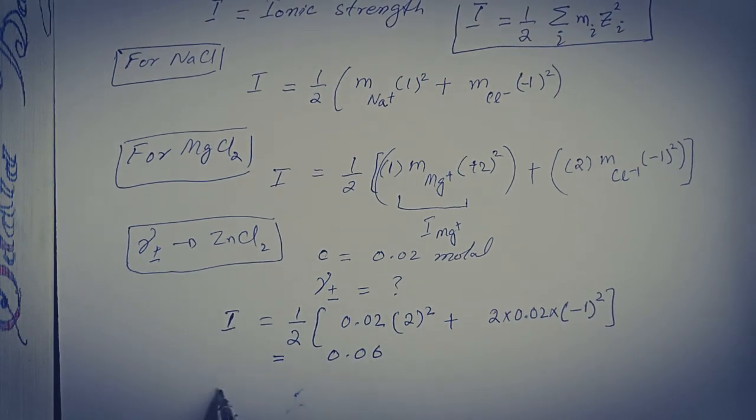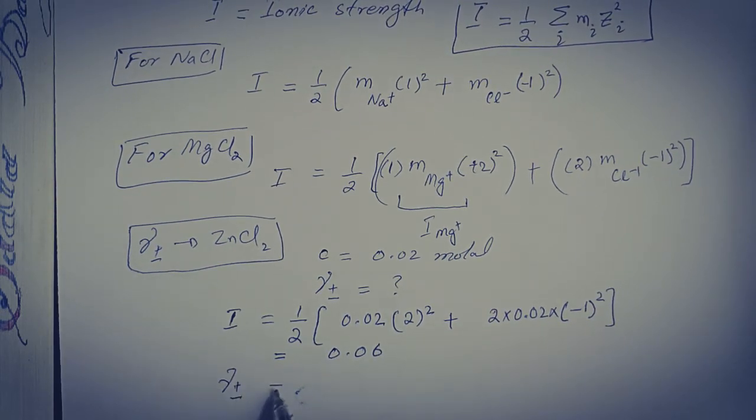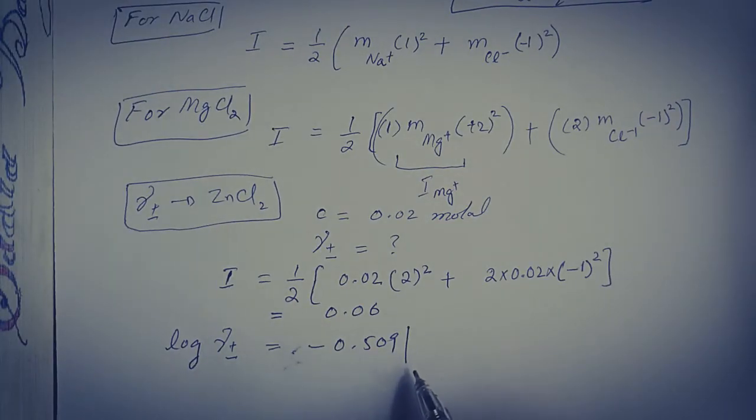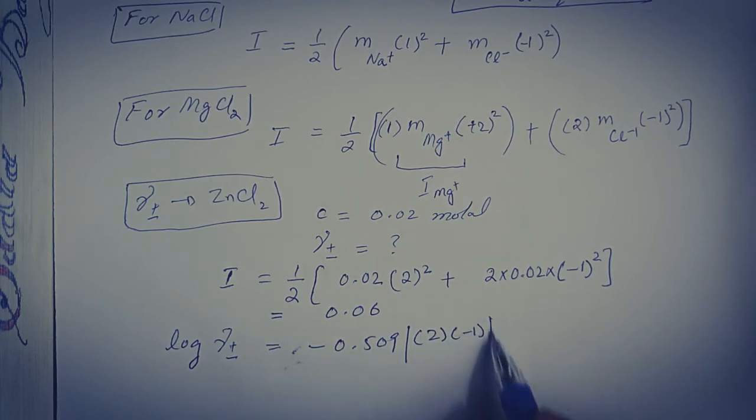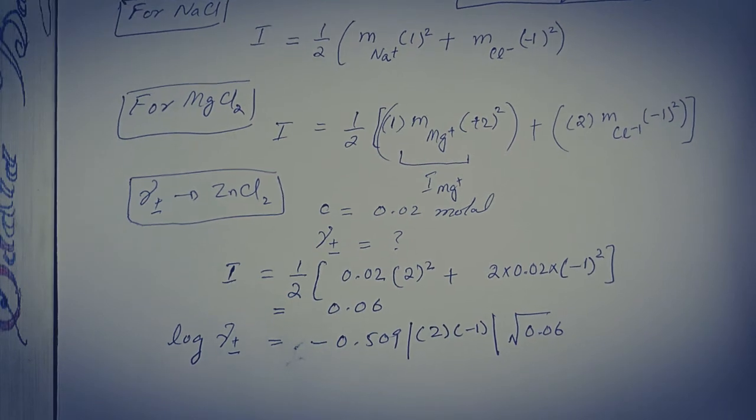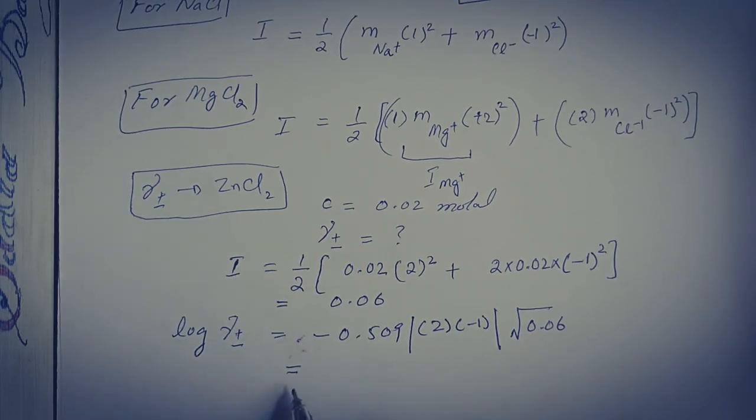So now we can calculate the activity coefficient, that is equal to the log of activity coefficient minus 0.509 into the product of charges on each species and square root of the ionic strength. So in this way we can calculate the activity coefficient value, that is equal to 0.56.